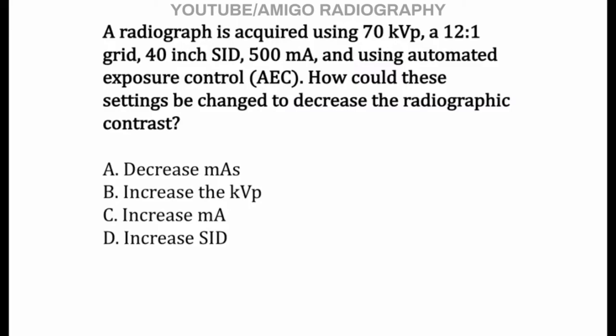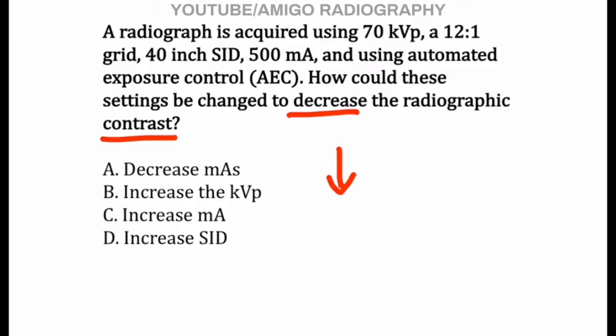A radiograph is acquired using 70 kVp, a 12:1 grid, 40-inch SID, 500 mA, and using the automated exposure control system. How could these settings be changed to decrease the radiographic contrast? It's not very often that we actually want to decrease our radiographic contrast, but certainly that does happen sometimes.